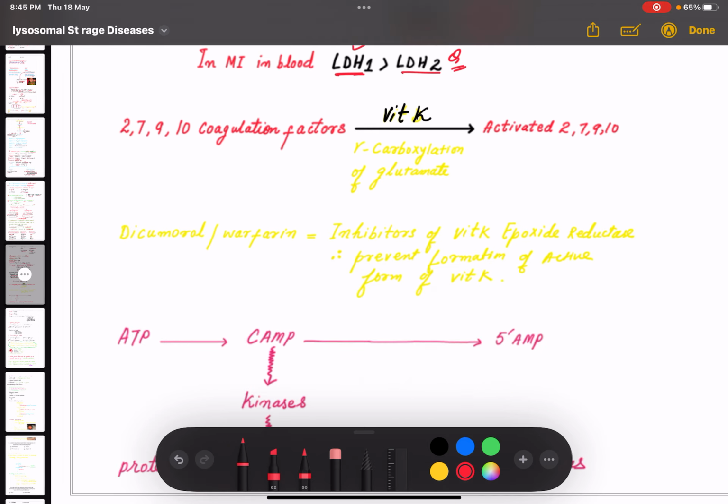Let's see another topic: we have some coagulation factors like 2, 7, 9, 10. These are inactivated coagulation factors, and they are activated by vitamin K. K for coagulation. Vitamin K is responsible for gamma carboxylation of glutamate. These coagulation factors have some glutamate residues in their structure, and vitamin K adds a carboxyl group to the glutamate and they get activated. So vitamin K is responsible for the activation of these clotting factors.